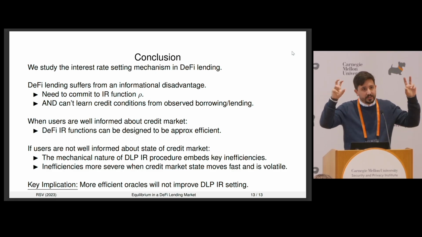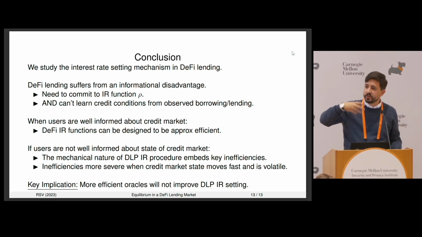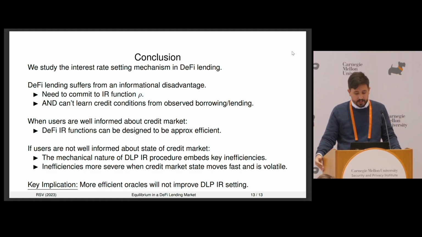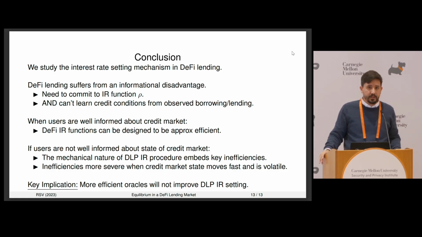The size of that inefficiency is going to be with respect to the uncertainty or the randomness of the state of the credit market, or what's basically unknown about the credit market to the users of the platform. And one key applied implication is that more efficient oracles does not imply more efficient interest rates. Thank you.